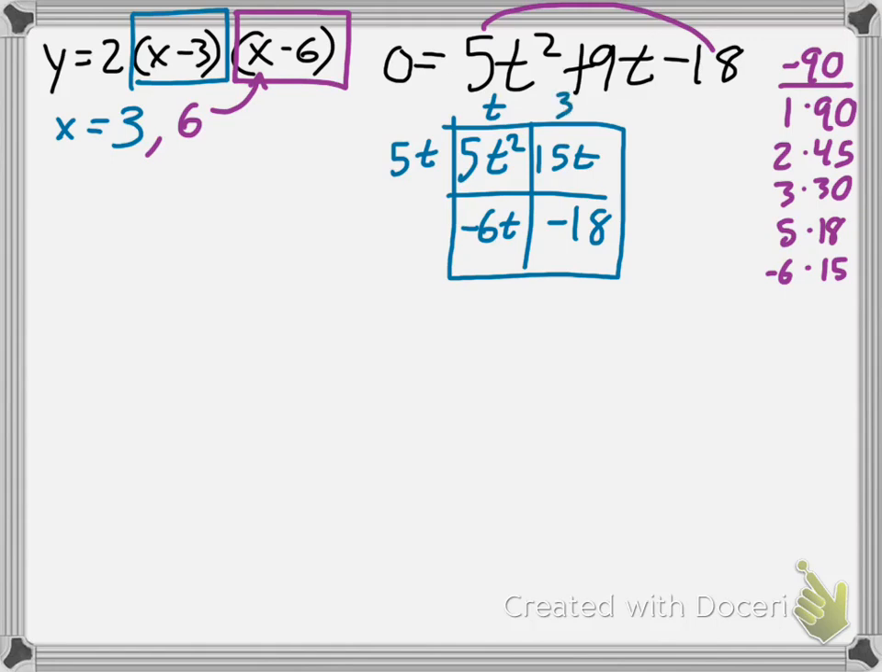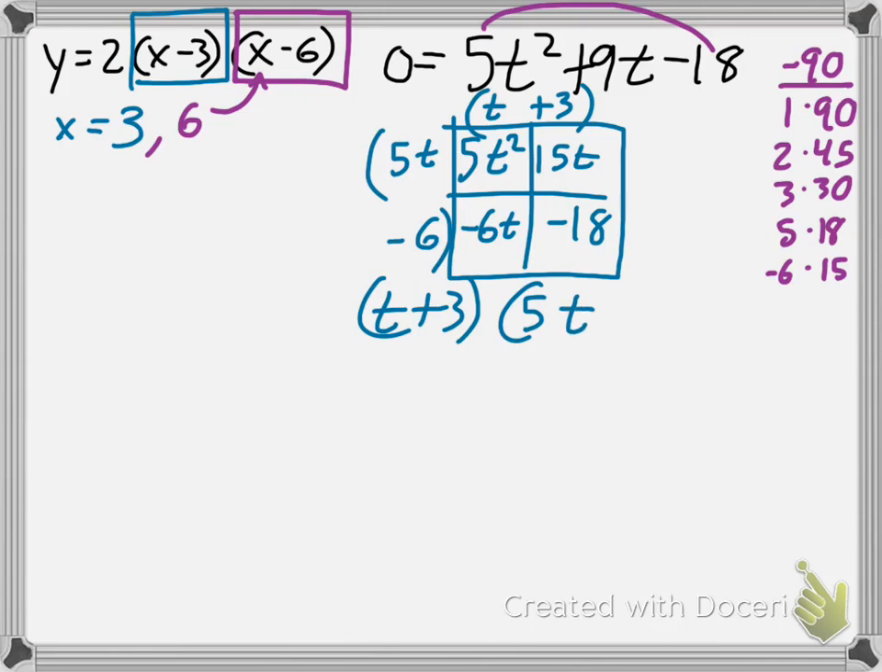Hopefully I chose wisely. 5t times what gives me 15? Well, 3. T times what will give me negative 6t? Negative 6. So that's 5t squared. Negative 6 times 3 is negative 18. So now I just use the outsides over here, and that's my new factored form. T plus 3 times 5t minus 6. Great, so this is my new factored form.